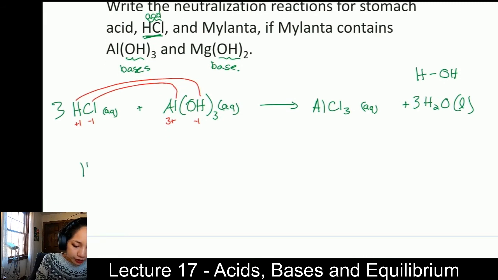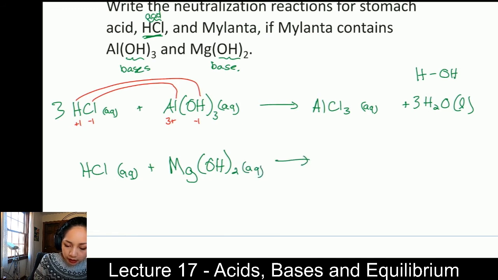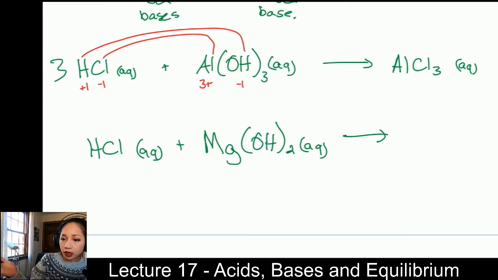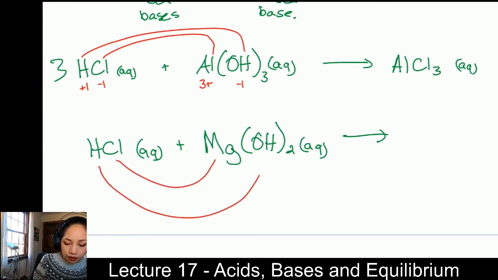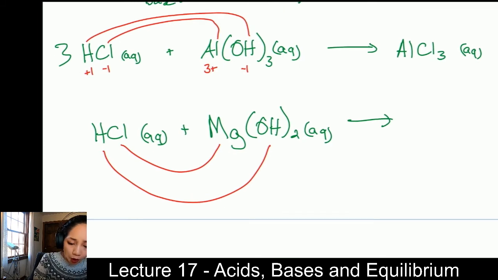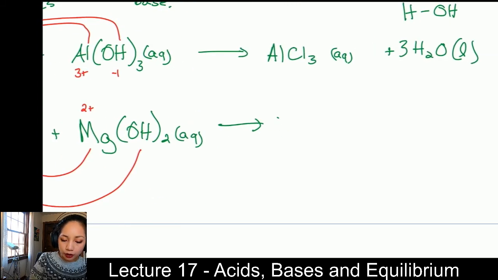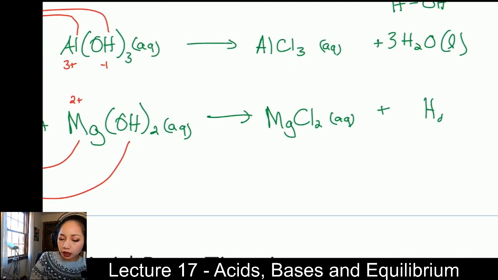Now let's do it for the second substance. It's literally exactly the same, except a different base. We're going to swap partners again. So magnesium is going to go with chloride, hydrogen is going to go with hydroxide to form water. Magnesium has a 2 plus charge. So when we combine magnesium and chloride, our product is going to be magnesium chloride with 2 chlorides, so it's balanced. And our other product is water.